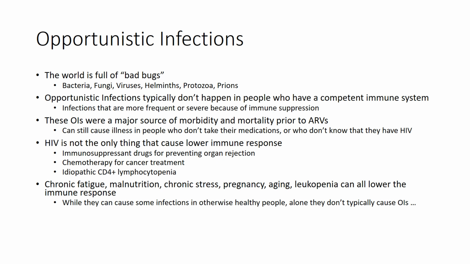But we also know that HIV is not the only thing that can lower immune system response. So people who are on immune suppressant drugs, who are using them to prevent organ rejection, people who are using chemotherapy to try and treat cancers, but oftentimes there's even an idiopathic CD4 lymphocytopenia, and these are not the only things that could potentially lower somebody's immune response. If you think about even people with no other comorbid conditions, things like chronic fatigue, malnutrition, stress, even pregnancy and aging can all lower the immune response. And while they can cause some infections in otherwise healthy people, they don't usually cause opportunistic infections on their own.